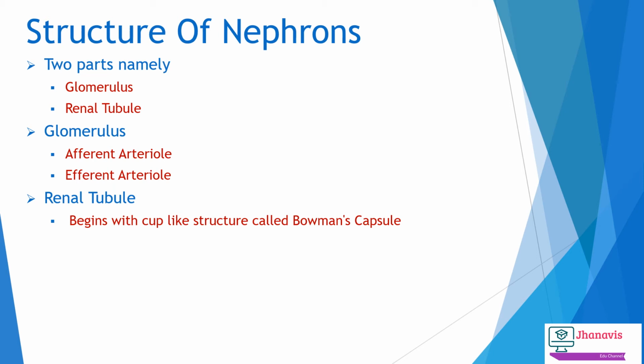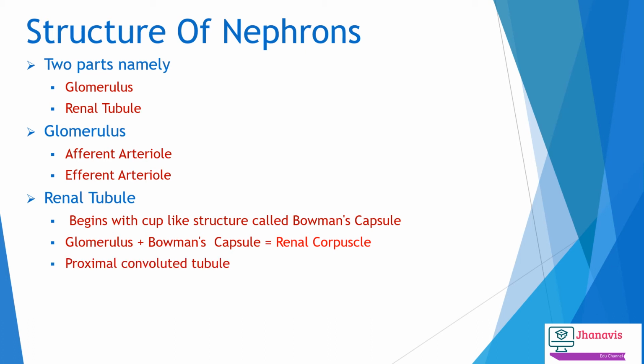The renal tubule begins with a cup-like structure called Bowman's capsule. Glomerulus plus Bowman's capsule together form a renal corpuscle, or Malpighian body. Next, this continues into the proximal convoluted tubule. Then it enters the Henle's loop, which is further divided into the descending loop and ascending loop. Then the Henle's loop leads into the distal convoluted tubule, and that leads into the collecting duct.